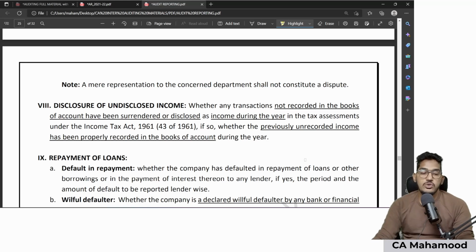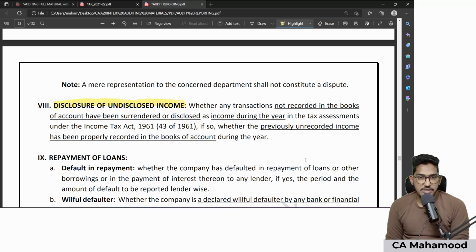Coming to the 8th point, disclosure of undisclosed income. In this point, what they are trying to say is, during the year, whether your client company has faced any income tax assessment, like an income tax raid, or a return taken up for scrutiny. And as a part of the tax assessment, has your client surrendered or disclosed some previously unrecorded income? Like some income tax raid happened, and in that raid your client surrendered some income which he did not offer to taxation earlier.